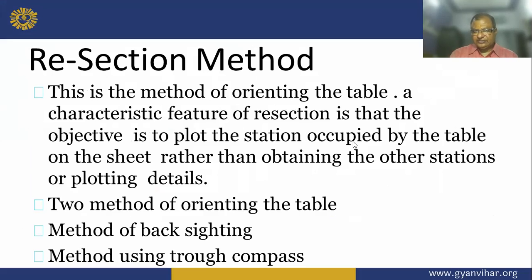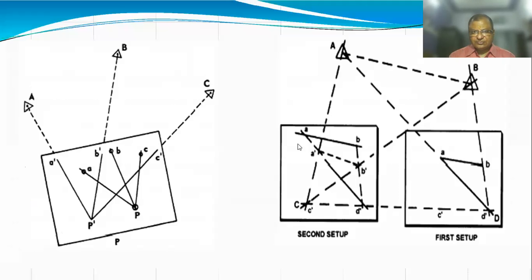Now resection method. So this is the method of orientation of the table. A characteristic feature of the resection is that the objective is to plot the station occupied by the table on the sheet, rather than to obtain other stations or plot details. There are 2 methods of orientation of the table: the back sighting method and the method using a compass. This is the back sighting method.